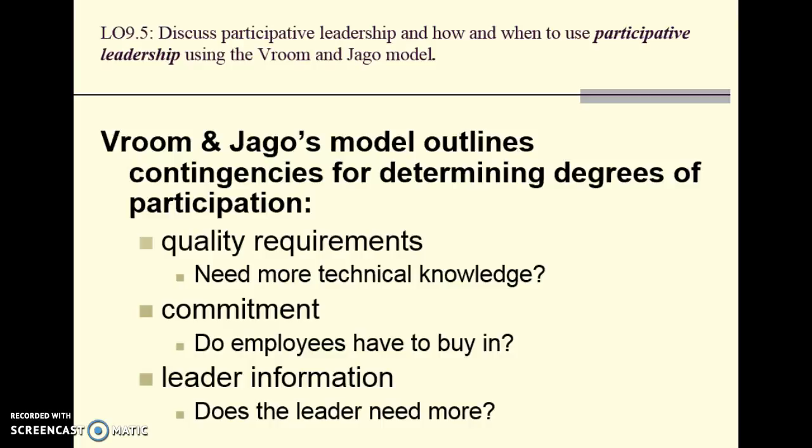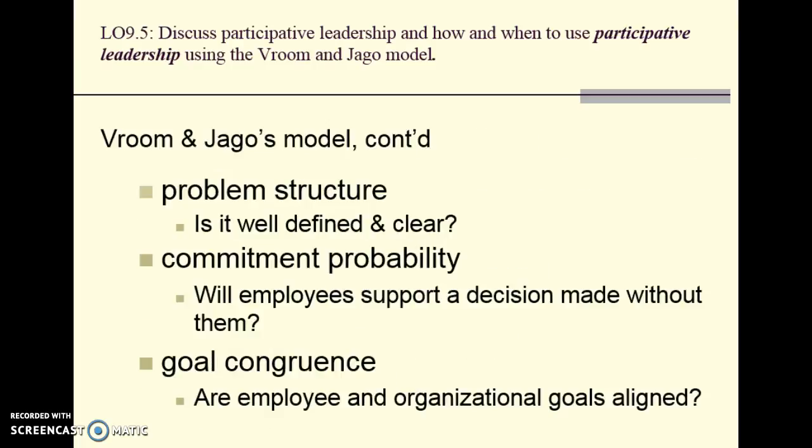Quality requirements need more technical knowledge, commitment. Do employees have to buy in? Leader information: does the leader need more? Vroom and Jago's model, problem structure: is it well defined and clear? Commitment probability: will employees support a decision made without them?